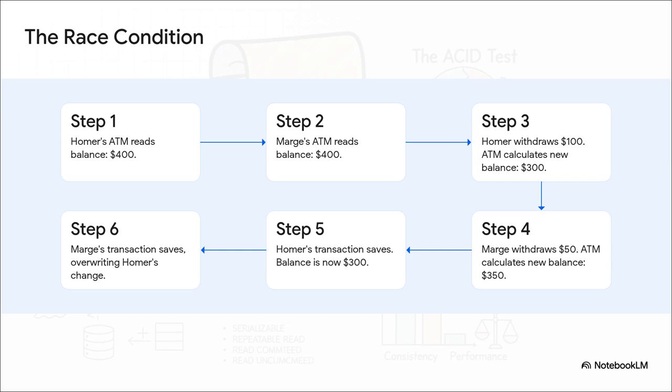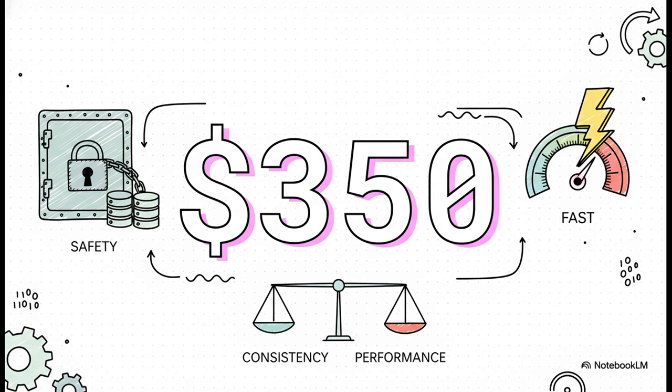And here comes the chaos. Homer's transaction saves first, setting the balance to $300. For a split second, all is well. But then, Marge's transaction saves, and since her ATM has absolutely no idea what Homer just did, it just overwrites his change, setting the final balance to $350? Wait, what?